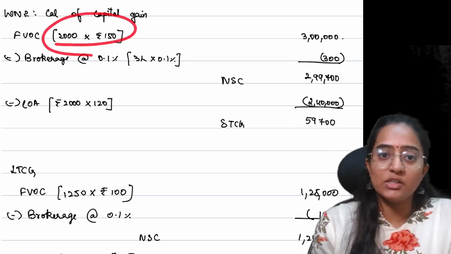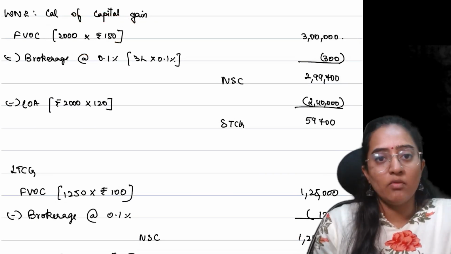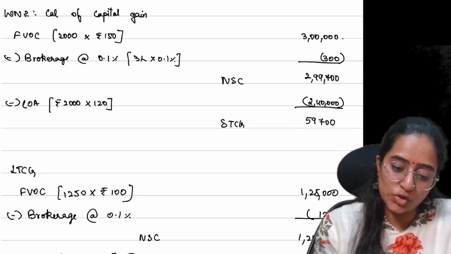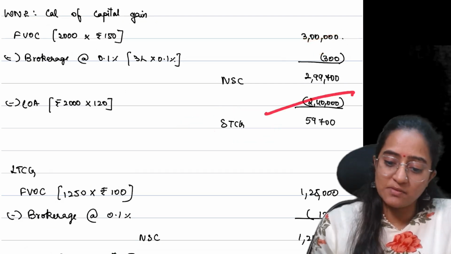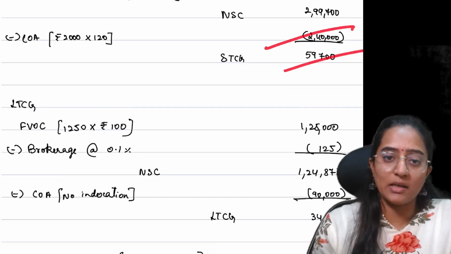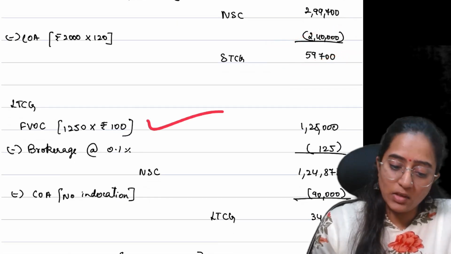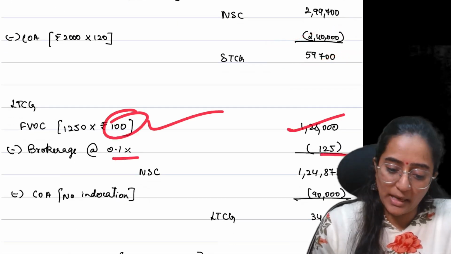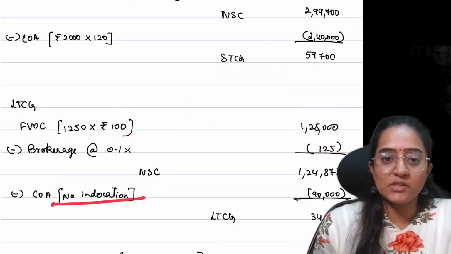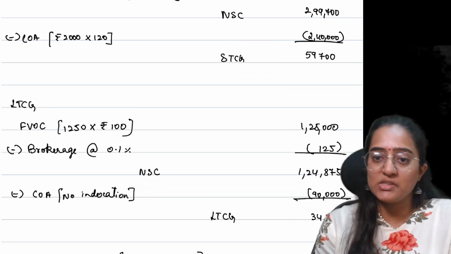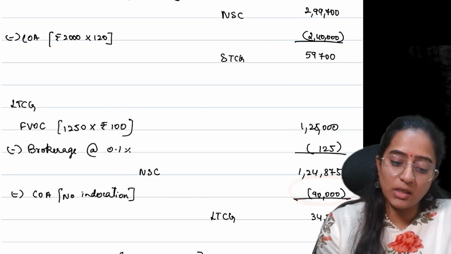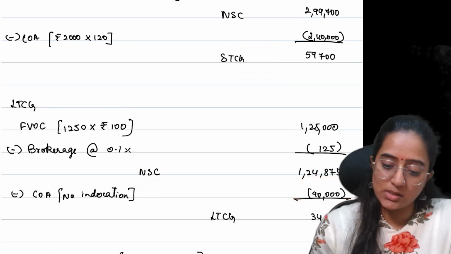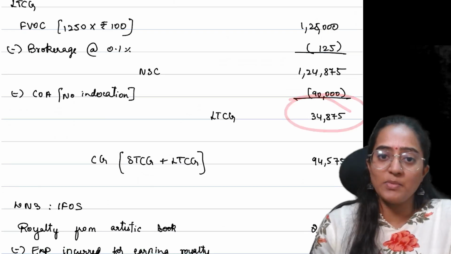The full value of consideration is 2000 multiplied by 150 rupees. This is for short term capital gain. Brokerage has been considered. Cost of acquisition is taken simple. Short term capital gain is so much. Long term capital gain you have considered 100. Brokerage you have subtracted, and then cost of acquisition, obviously there is no indexation benefit which is given under section 112A. So the multiplication of 50 multiplied by 1250 shares has been done. You will get short term, long term capital gain.